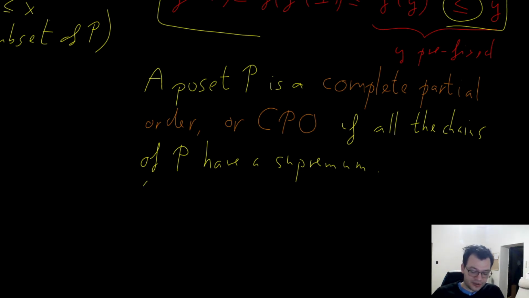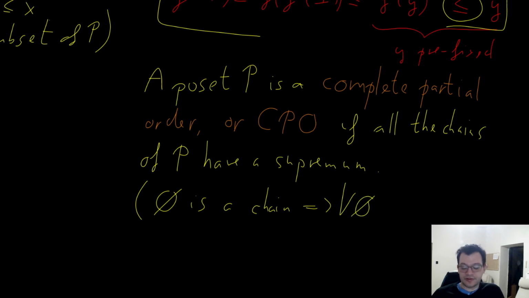Now in particular, since the empty set is a chain, because all the elements of the empty set are comparable, that's fine, the supremum of the empty set should exist. And the supremum of the empty set is always the least element of the poset, which means that in a CPO there is a bottom.